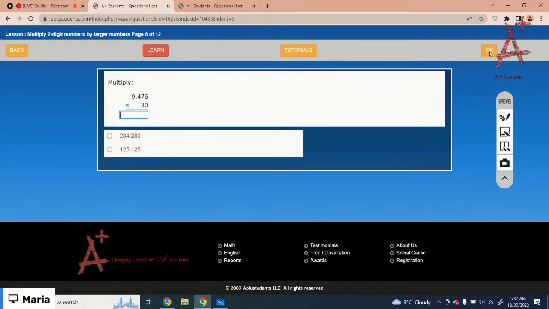Okay, 9,476 times 30. So which option is the correct one? Option number one is the correct one. Got it. So just select the correct option, then click on the OK button.